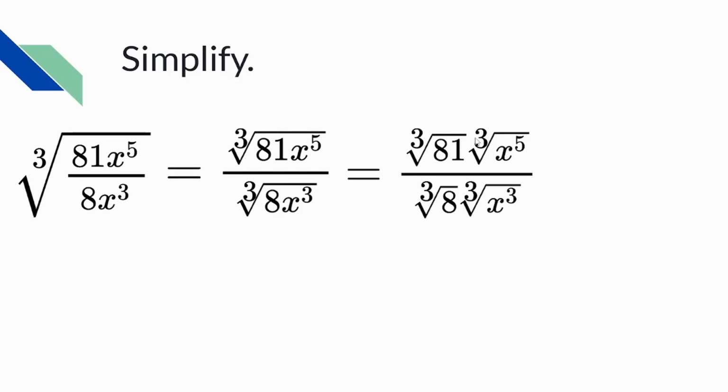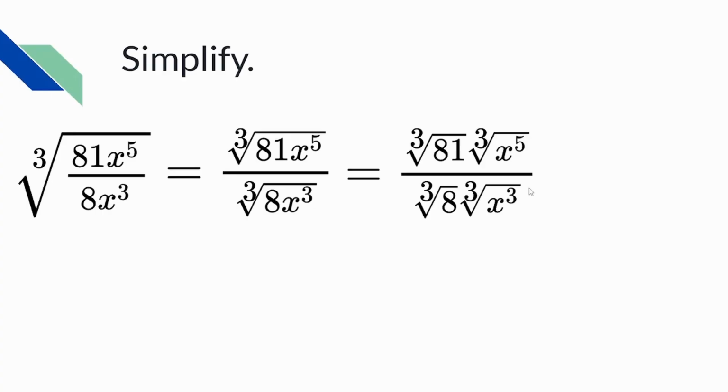Next, in the numerator and in the denominator, I'm going to break this up again into 2 pieces, right? The cube root of 81 times x to the 5th equals the cube root of 81 times the cube root of x to the 5th, up top. And on the bottom, the cube root of 8 times x cubed is the cube root of 8 times the cube root of x cubed.